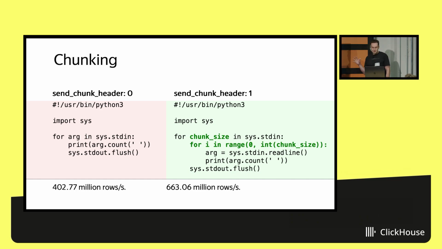Then ClickHouse will serialize data in a slightly different way. First, it will write the chunk size as a number to standard input. Then it will serialize that number of records. So we have to read the chunk size and then read that number of records in the loop. And the only difference, here we flush data every record, and here we flush data every chunk. And the difference is 1.5 times performance improvement. That's actually pretty good.